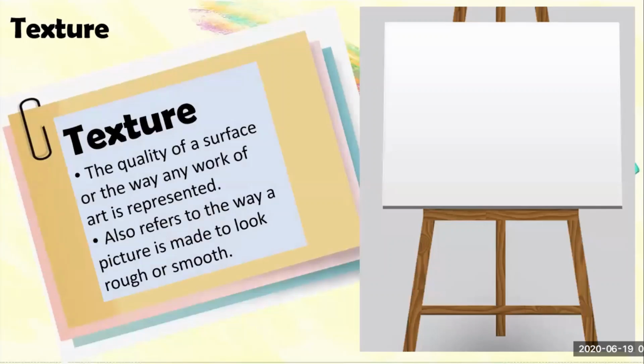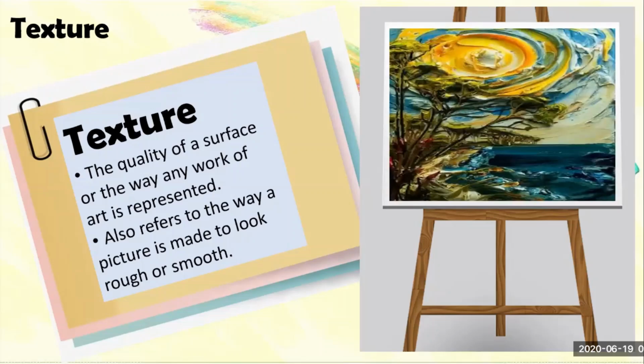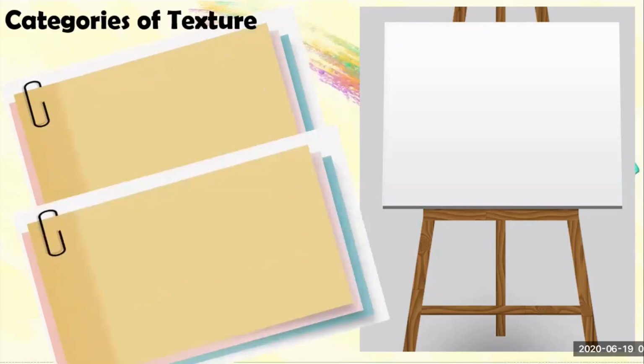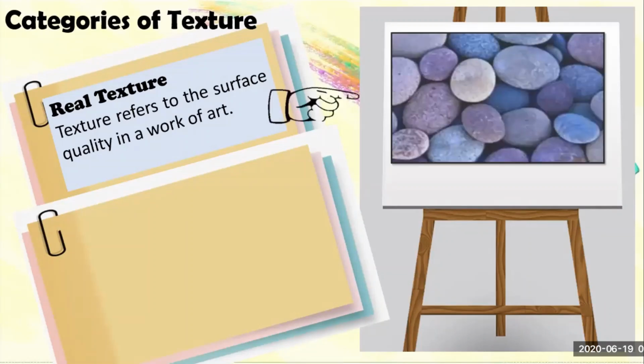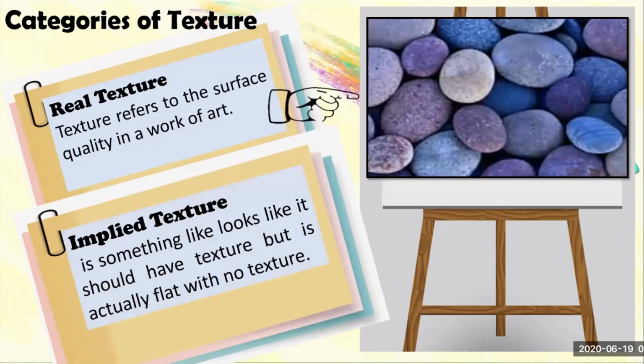Texture, the quality of a surface or the way any work of art is represented. It also refers to the way a picture is made to look rough or smooth. Categories of texture. Real texture refers to the surface quality in a work of art. Implied texture is something that looks like it should have texture but is actually flat with no texture.